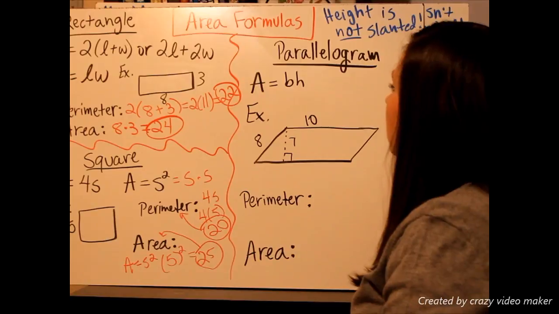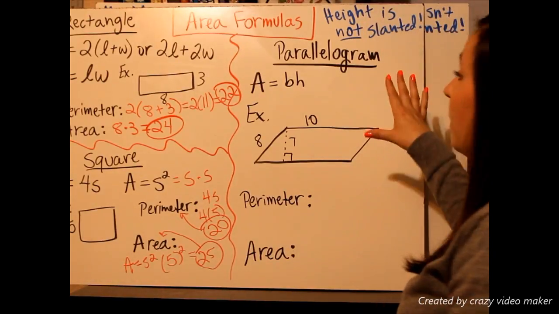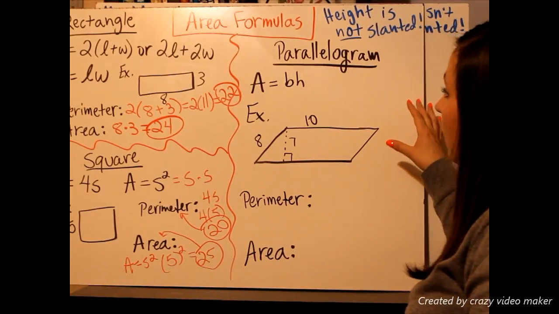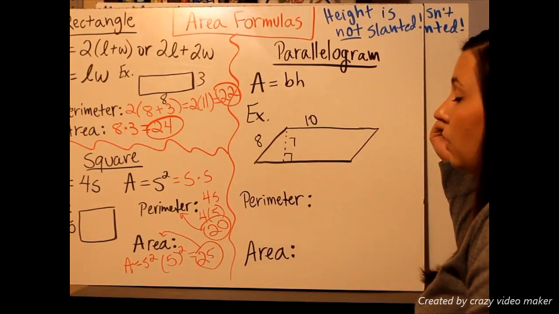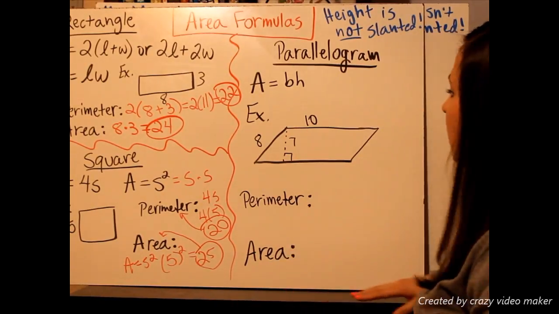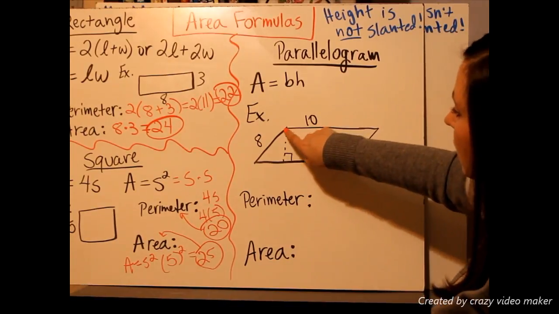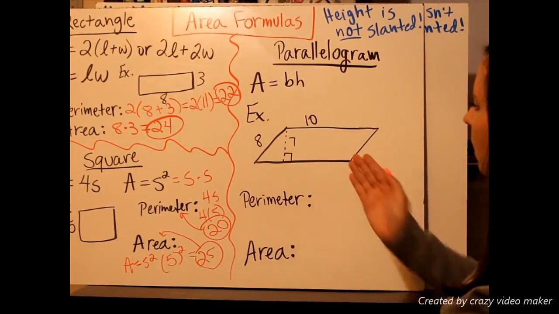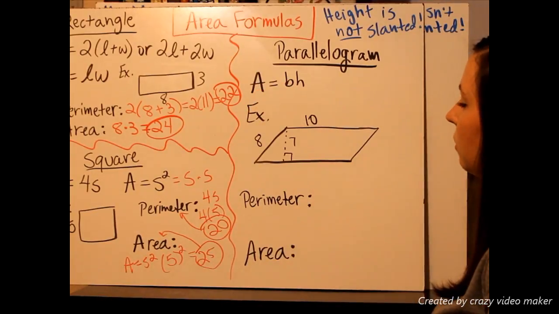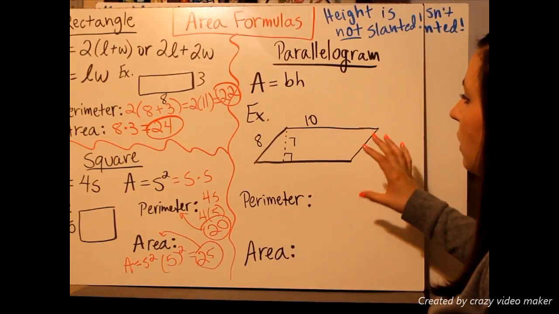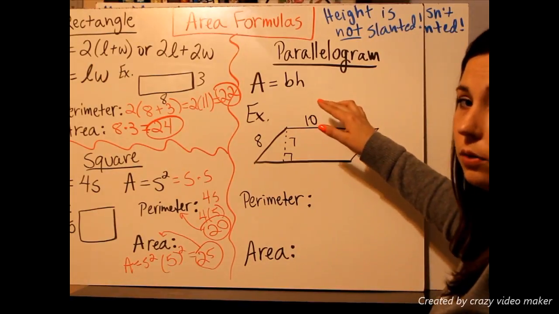Now we're going to look at the formula for a parallelogram. A parallelogram is similar to a rectangle, but it's different at the same time. If you look here, you see how the parallelogram has two slanted sides? They're not straight up and down like the rectangle is. So this is why we need a different formula for a parallelogram.